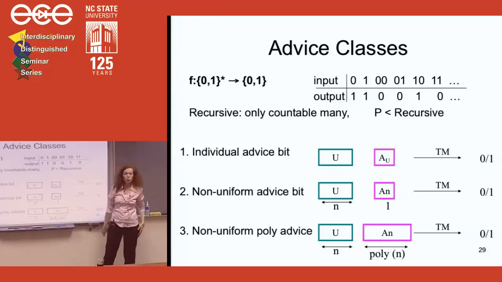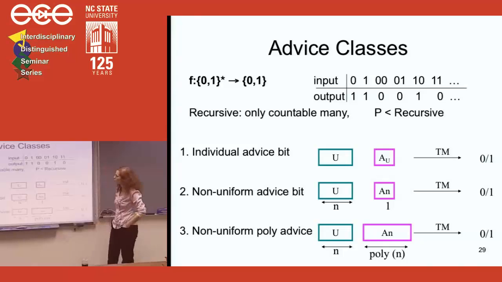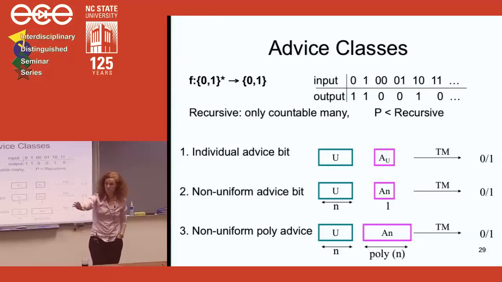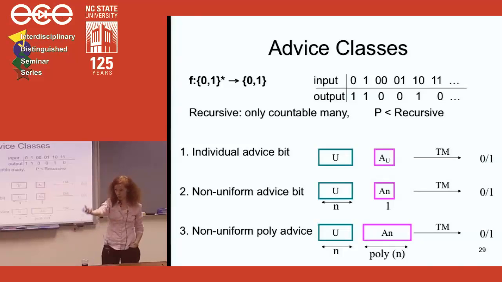I want you to play a game with me. It goes like this. Let's say that you're a Turing machine. I have an input, and I give it to you. And after some time you give me an output, which will be 0 or 1.